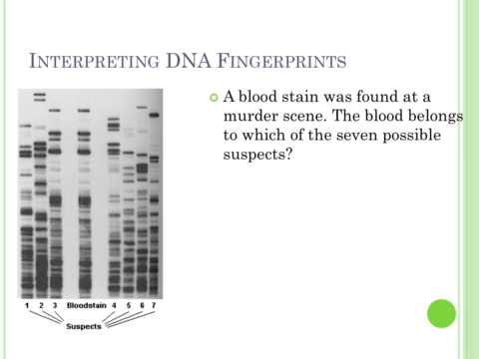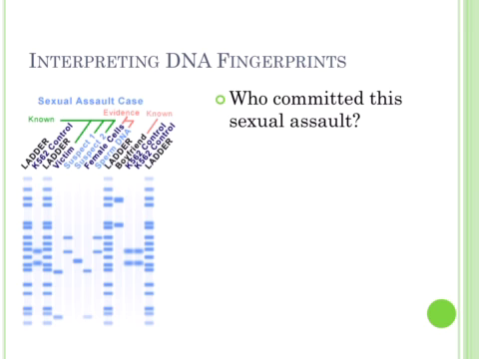Blood stain from a murder scene. We have 7 possible suspects here. This is even more what a paternity test is going to look like too. Lots and lots of bands. And you'll notice that suspect number 3, if you really compare them, is what looks the same. And this goes back to our previous who committed the sexual assault, and that would have been suspect number 1.